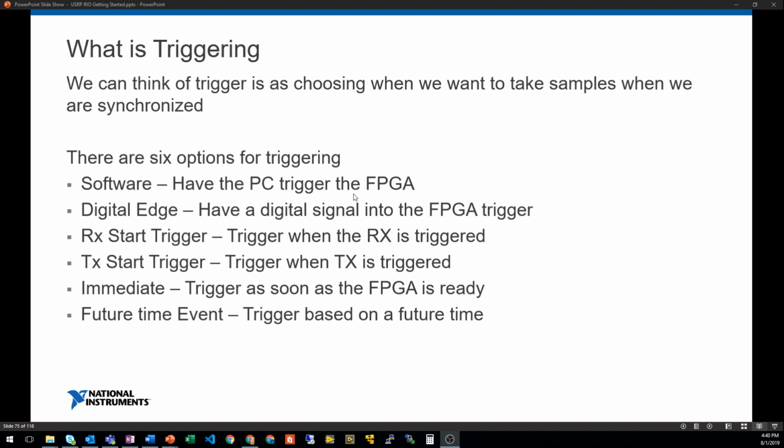So either we can have the PC send a trigger to the FPGA. We can have a digital edge. We can have an RX start trigger. So basically, when we tell the RX to start, we can send that trigger out. When the TX starts, we can send that trigger out. We can send it immediately as the FPGA is ready, or we can have a trigger based on a future time event. So there's a lot of different ways we can do the triggering. So it all depends on your application, right? Because you have to figure out when you want your RX and TX to start.